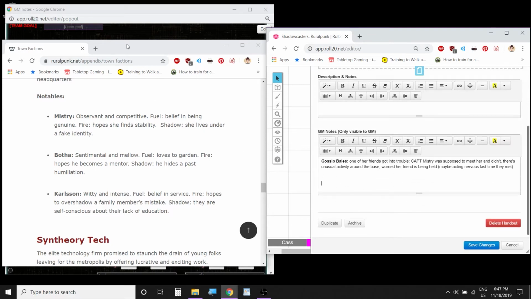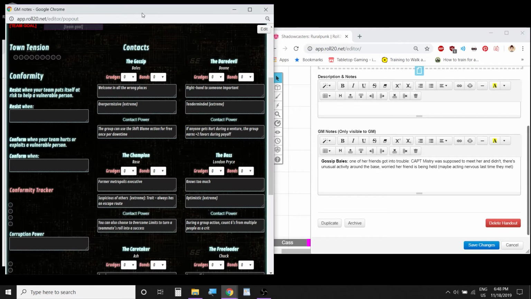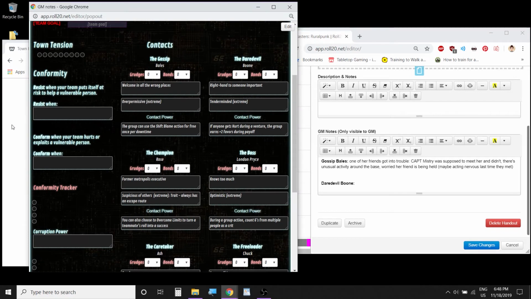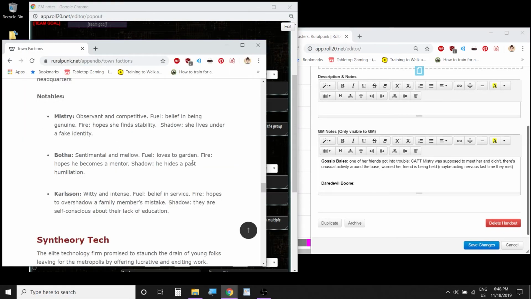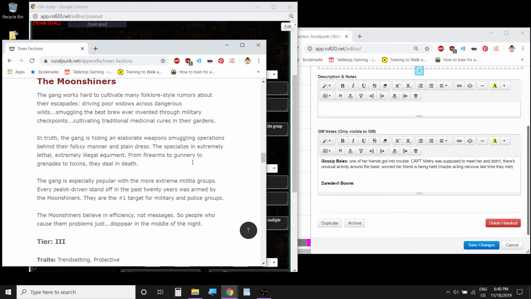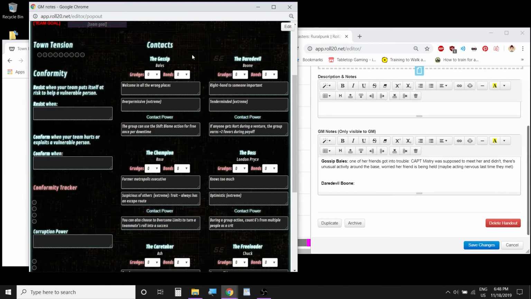So that's our gossip. So then let's take a look at our Daredevil, Boone. Now we haven't interacted with Boone at all, so kind of like Bales, this might be good to be something that ties into the team in some way. So we know that he's the right hand of someone important. We know that he's tender-minded, and he's also a daredevil. So this can be tied to a faction, or it can be tied to one of the other contacts.